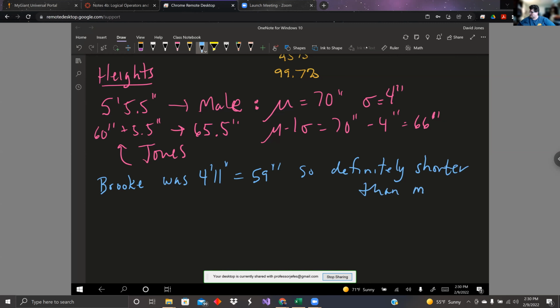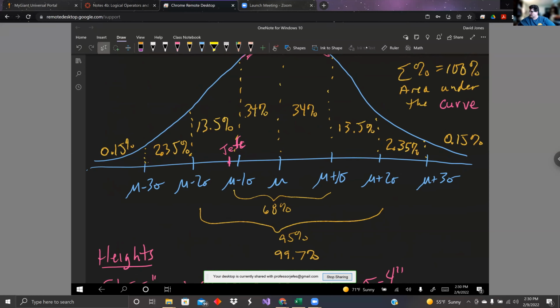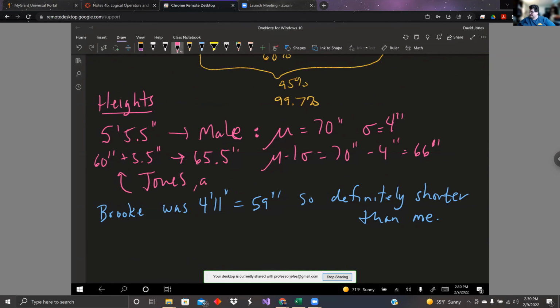But I'm short for guys. If we look up here, what percentage of guys are taller than me? All of this 50% right here is taller than me. Ooh, let me go to the purple or pink for a second. All of this 50% is taller than me. This 34% is taller than me. So at least 84% of guys are taller than me.